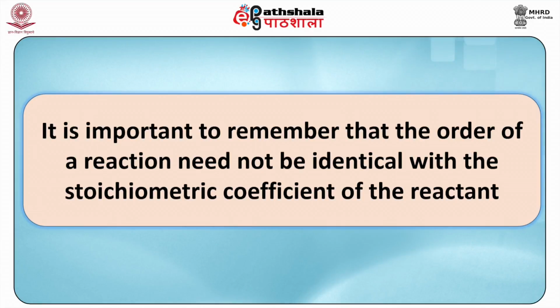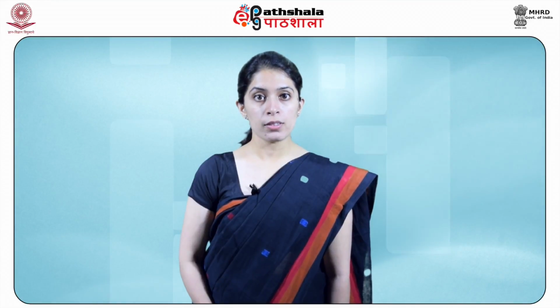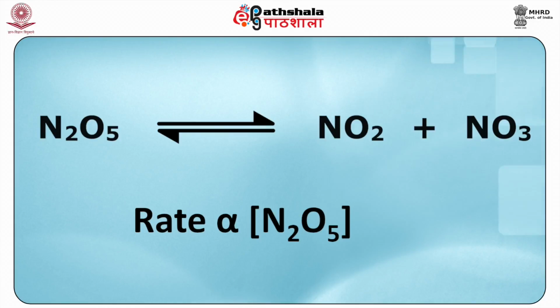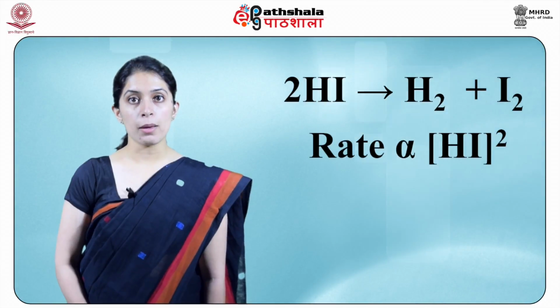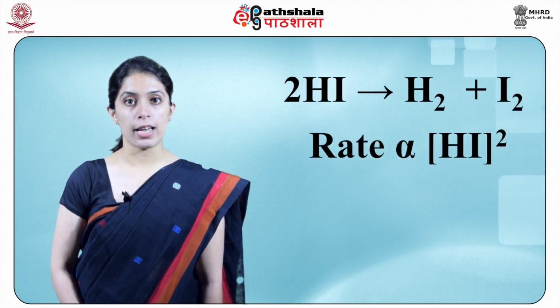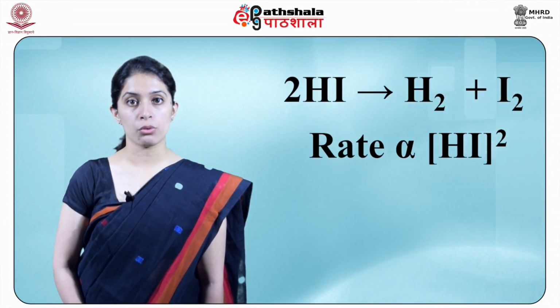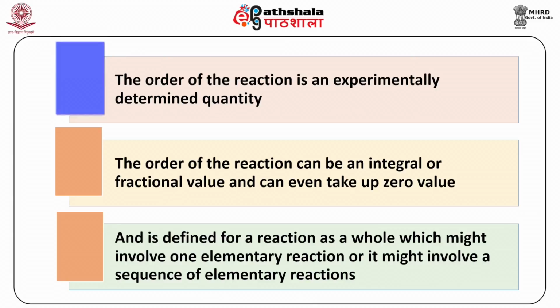Thus, it is important to remember that order of the reaction need not be identical with the stoichiometric coefficient of the reactant. Some of the examples that we have are like N2O5 giving NO2 plus NO3. For this reaction, the order comes out to be 1 with respect to N2O5. The other example that we have is 2HI giving H2 plus I2, where the order of the reaction turns out to be 2. As we already know that the order of the reaction is an experimentally determined quantity. The order of the reaction can be integer or fraction and can even have a value of 0, which is not so in the case of molecularity.